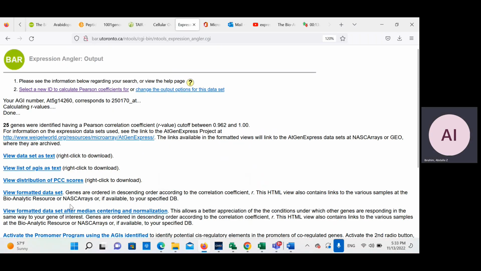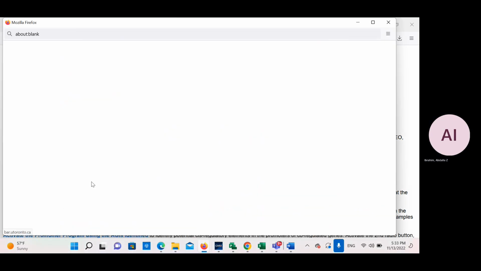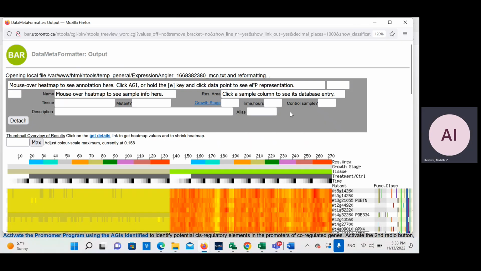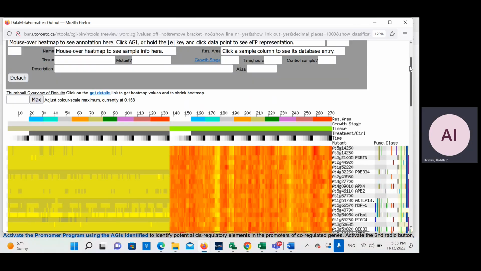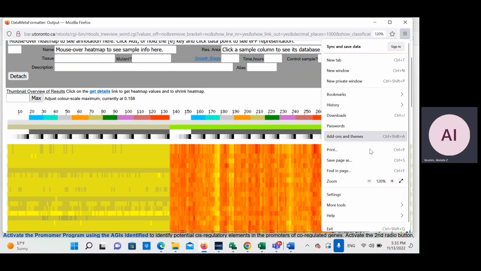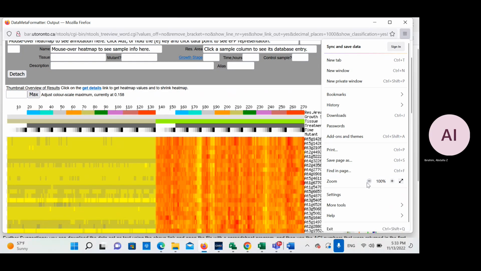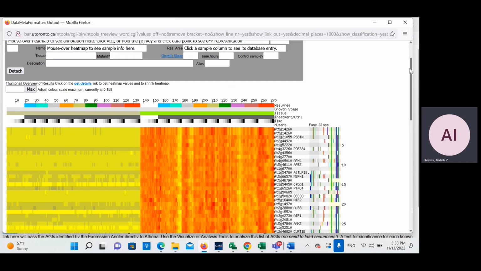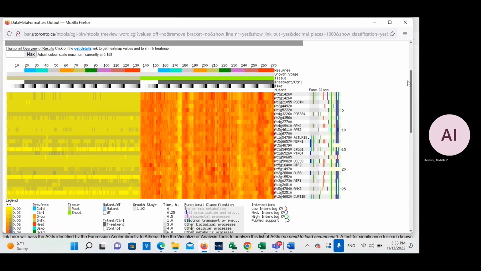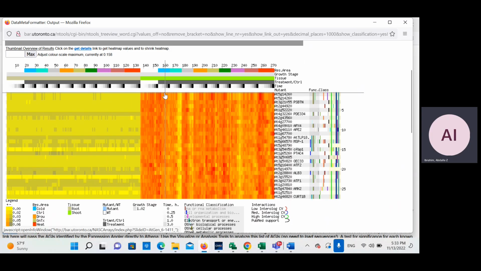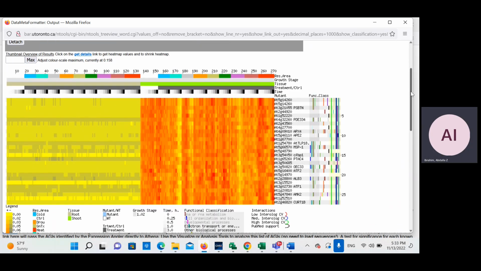And I will click formatted data after median centering and normalization. And this is how the figure looks. Let me make this a little smaller. You can see that this figure shows there's something going on, right? It's highly expressed to the right and not that much to the left. We'll talk about this in a second.